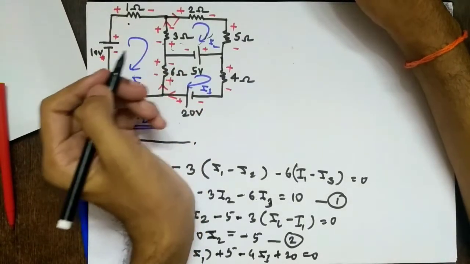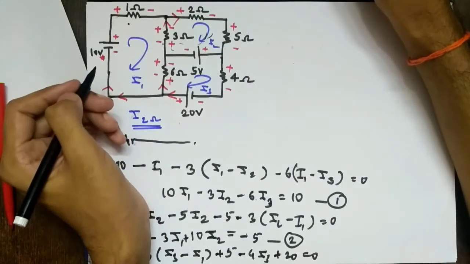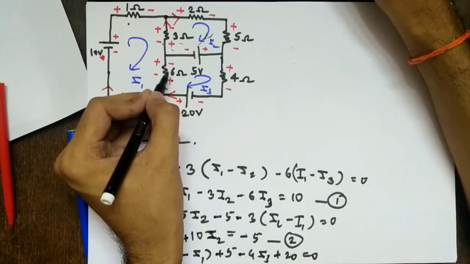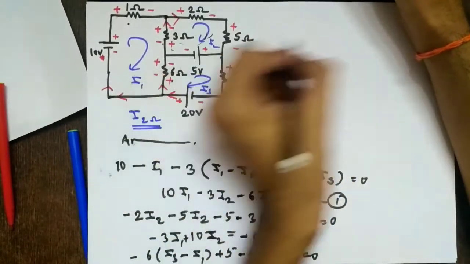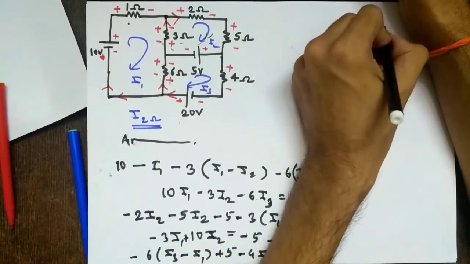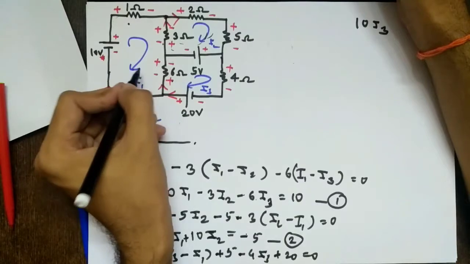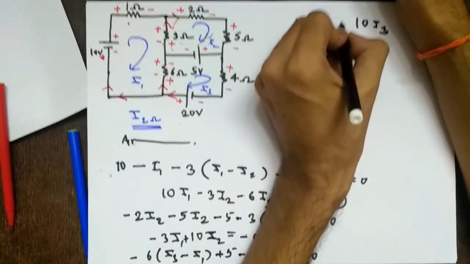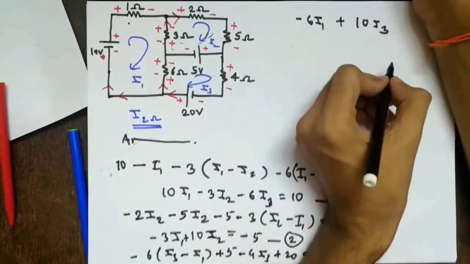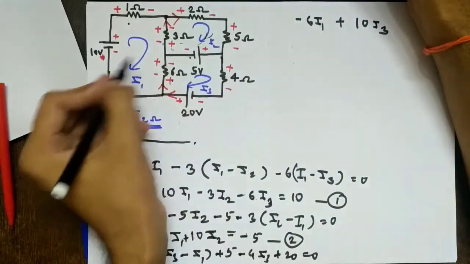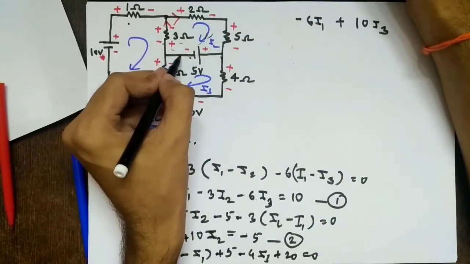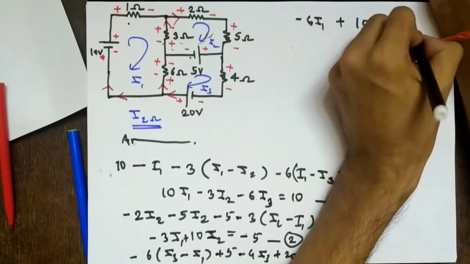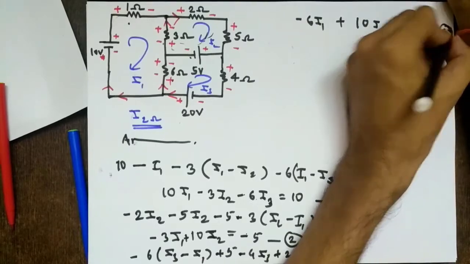For the third one, what is it? 4 plus 6, 10. And it is for the third. So 10 I3, shared with the first, minus 6 I1. Shared with the second, nothing. So minus 6 I1 plus 10 I3 equal to, now there are two voltage sources here. So in the clockwise direction, minus 2 plus 5 plus 20. So 25. So this is equation number 3.